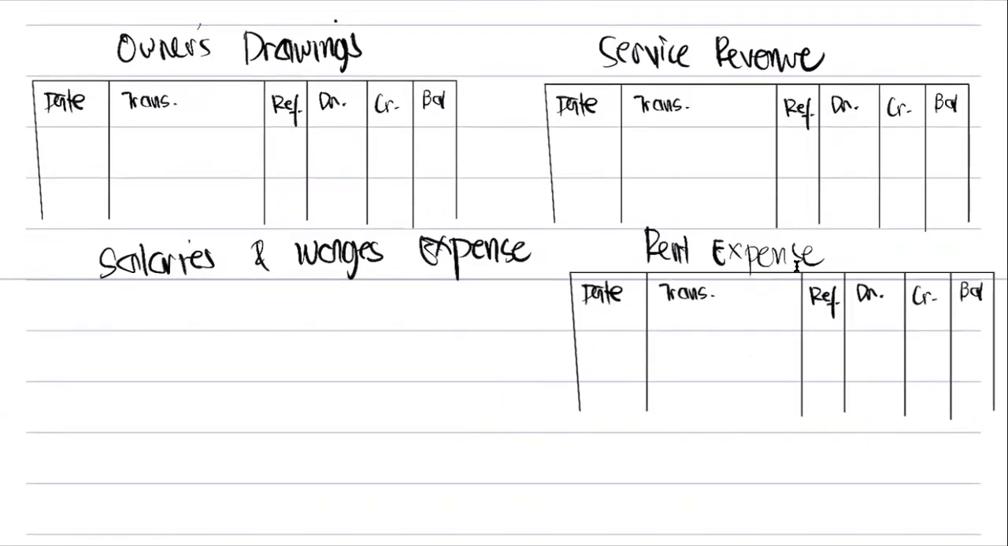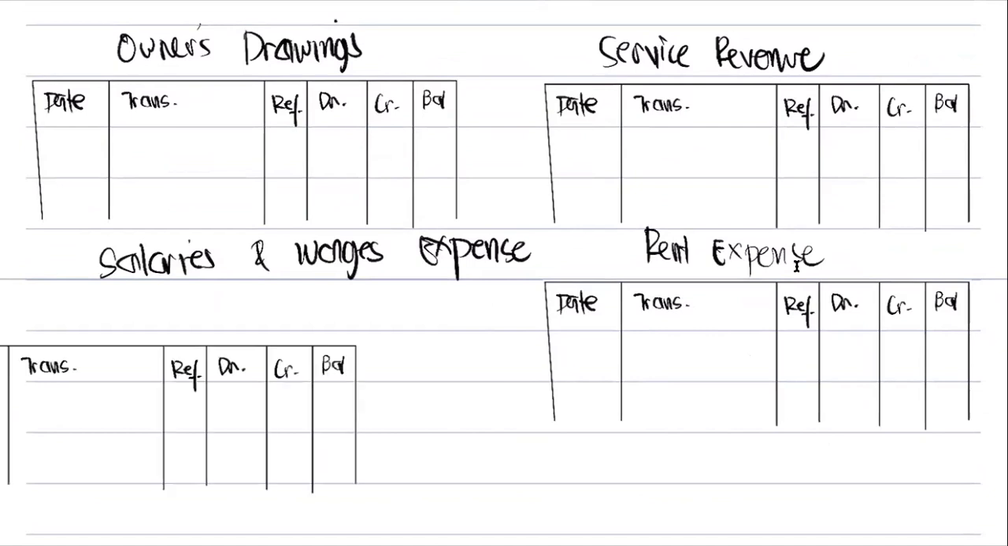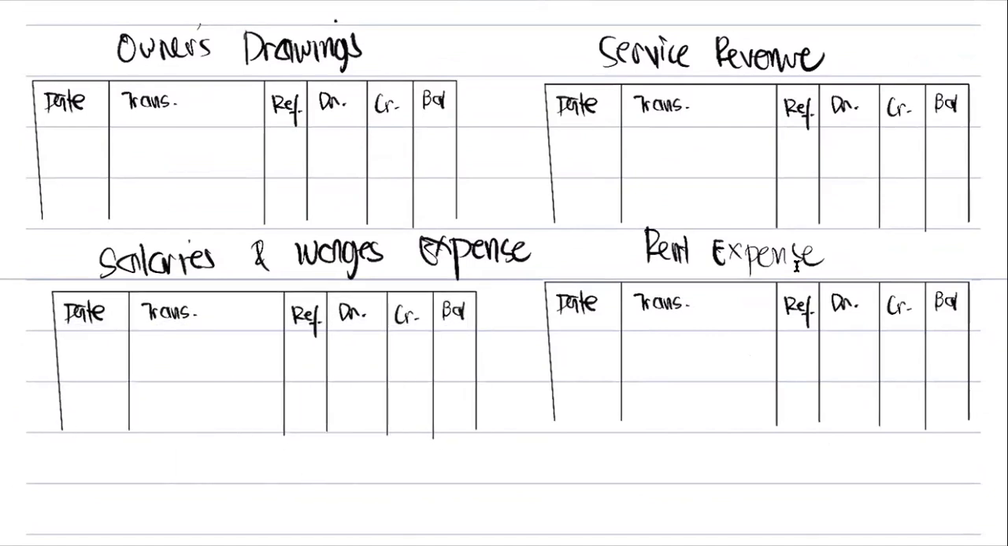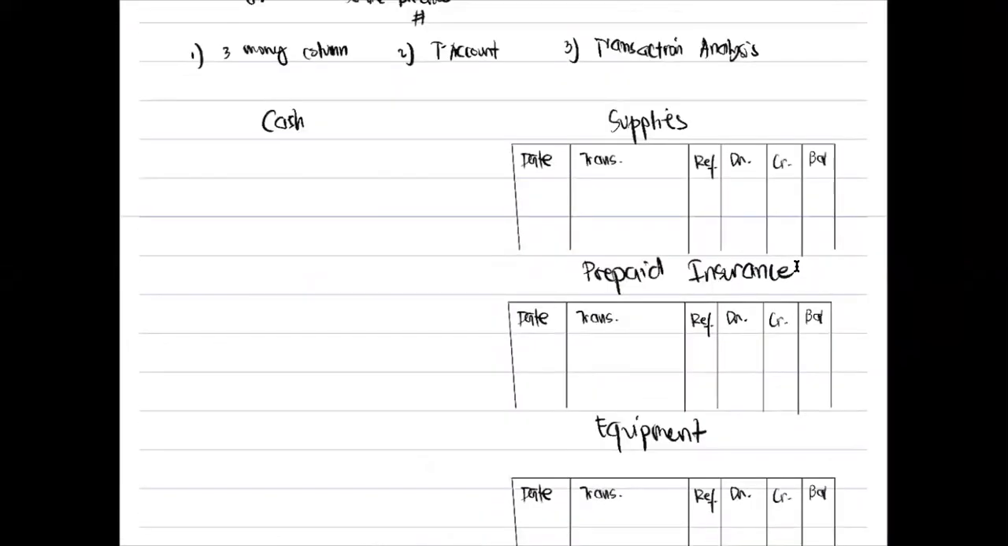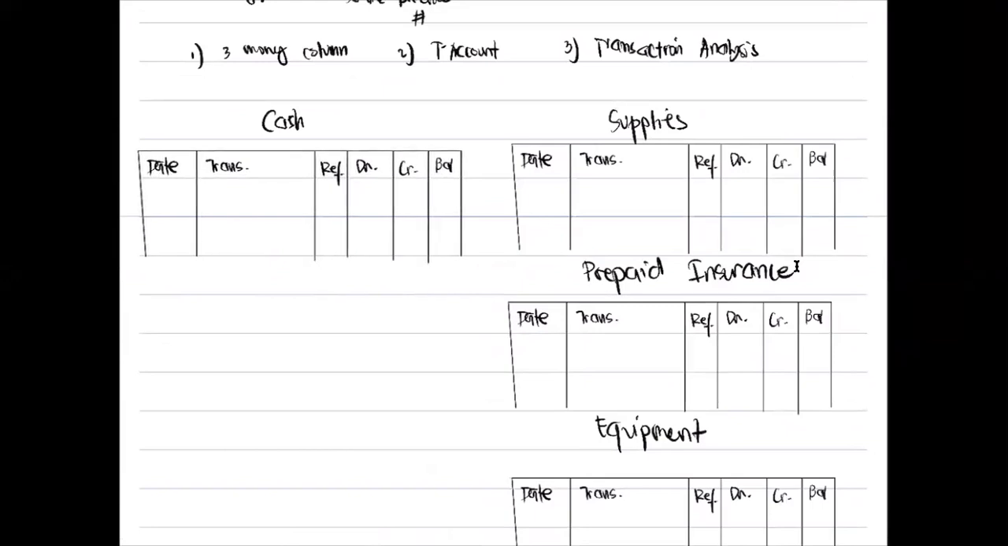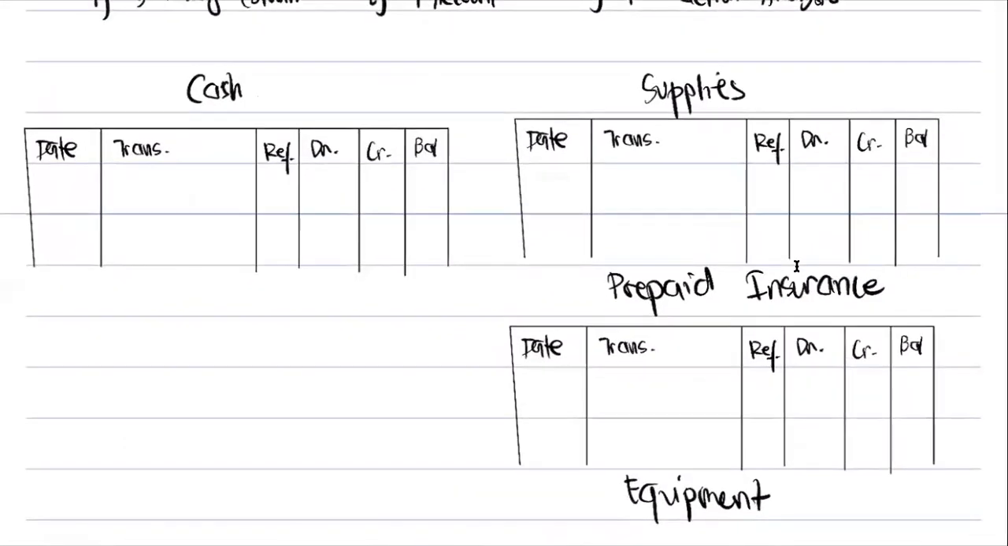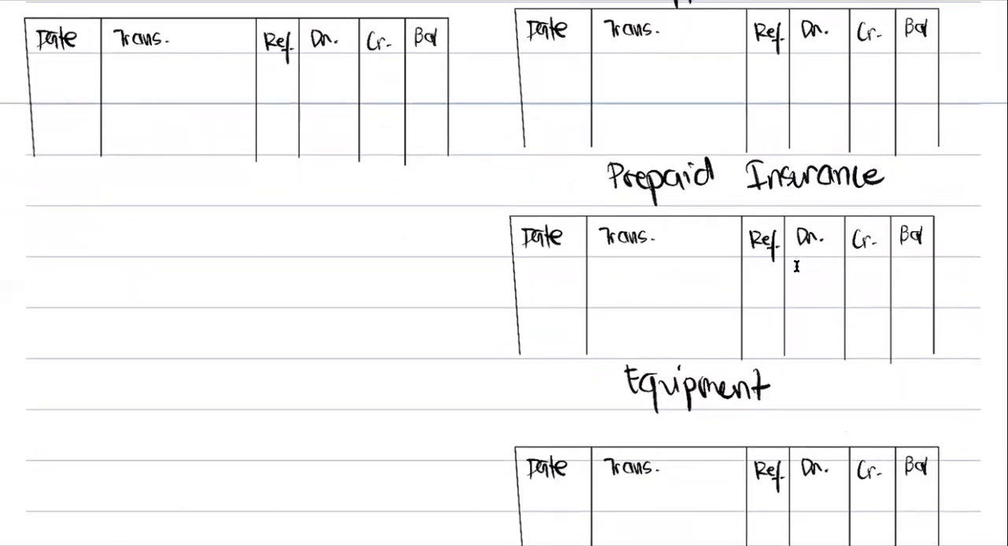Sana sa totoong buhay ganito lang kabilis, no? But actually, if gumamit tayo ng pen and paper, ang hirap gumawa ng mga 3 money column ledgers natin. Okay? So we will just spend for cash.